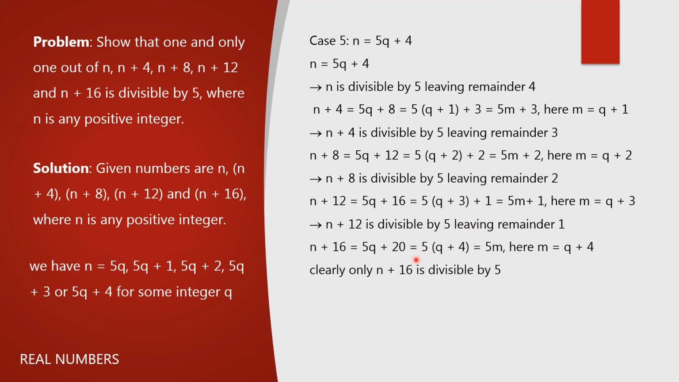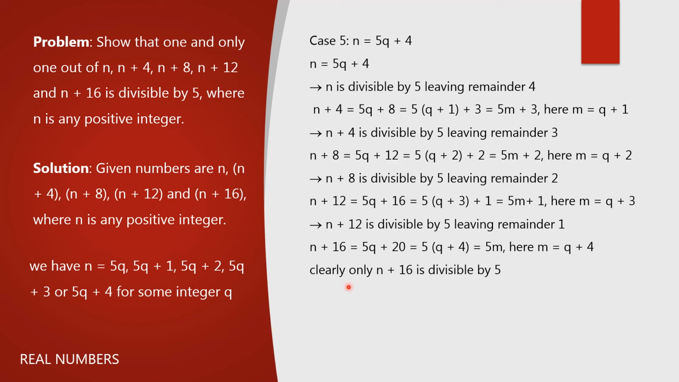Coming to n plus 16, 5q plus 4 plus 16, that is 5q plus 20. You can write 5 common, 5 into q plus 4, that is 5m. Here remainder is 0, there is no remainder, 5m plus 0. Therefore, clearly n plus 16 is divisible by 5. From all these cases, we can conclude only n plus 16 is divisible by 5.